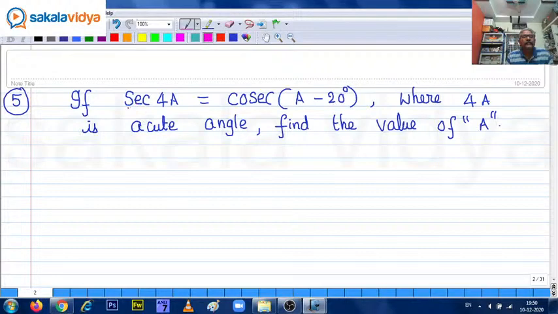See, the secant of 4a equals cosecant of a minus 20 degrees. 4a is an acute angle, and then the value of a we need to find out. So what is the plan? The sec 4a needs to be expressed in terms of cosecant, so that comparing the angles on both sides, we shall get the value of a by solving the linear equation in capital A. Okay, let us solve it now.